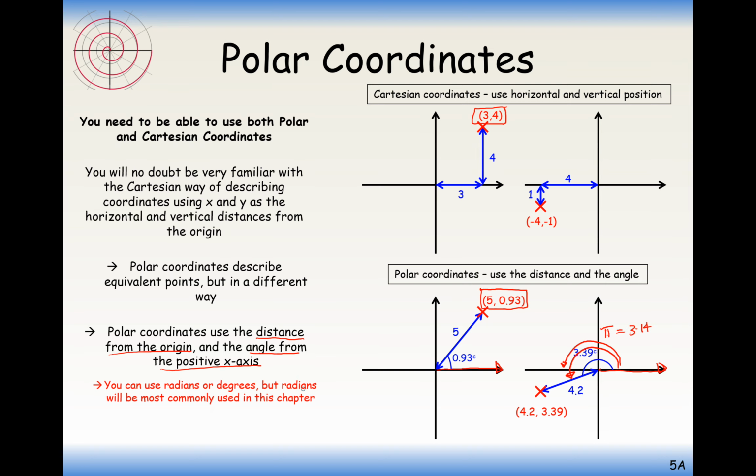You can use radians or degrees, but radians will generally be the most commonly used in this chapter. You could go negative going round, so don't be surprised if you ever do see a negative angle. And if you do see a negative angle, it's referring to going clockwise round from the positive x axis.